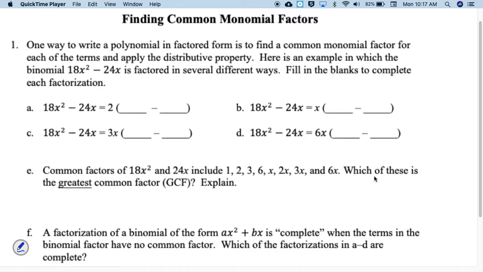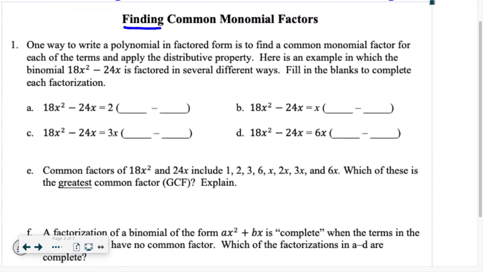So when we look at this, we're going to start off with what's called finding common monomial factors. One way to write a polynomial in factored form is to find a common monomial factor for each of the terms and apply the distributive property. So here's an example in which we are going to be looking at 18x squared minus 24x. We can actually write this in several different factored forms. So we're going to start with filling in these blanks to complete each factorization.